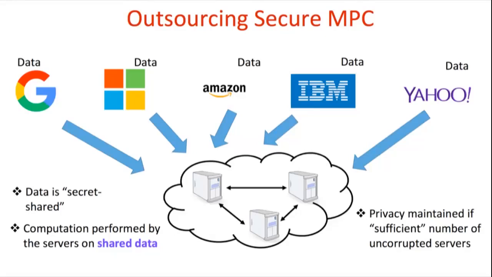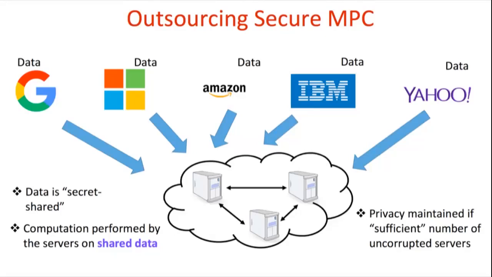If you take Google, whatever data it has, Google acts as a dealer and it secret shares its data among these three servers. Microsoft takes its data, acts as a dealer, and secret shares its data among these three servers, and so on. And I assume that among these three cloud service providers, the majority are honest, the good ones. Say two of them are good and only one is bad.